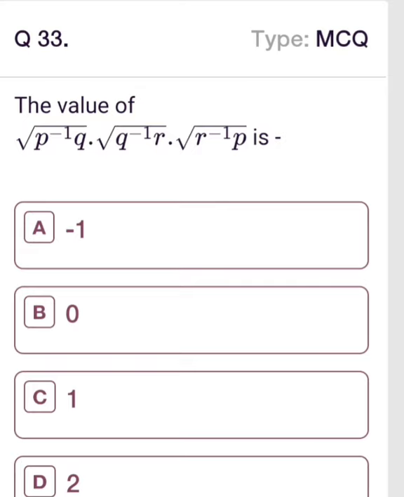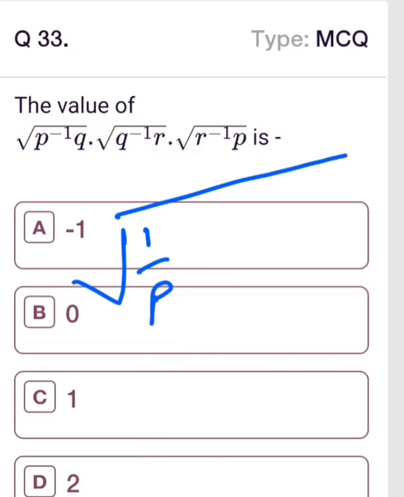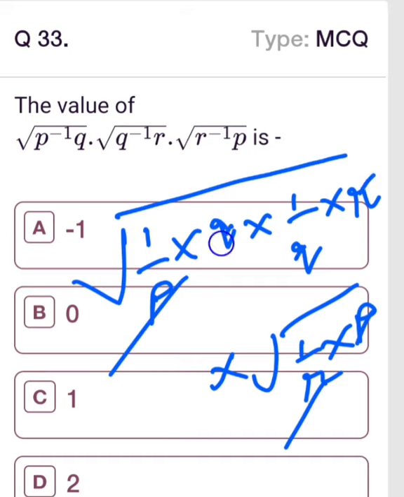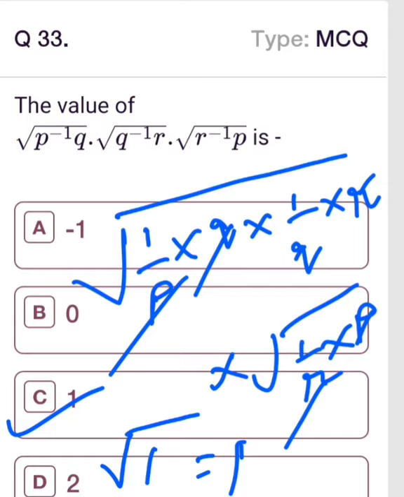These are all in the square root, no? So I am taking the whole common square root. This is p power minus 1. Can I write this as 1 upon p into q, then q power minus 1 as 1 upon q into r, and 1 upon r into p? Okay, this p cuts with this p, this r cuts with this r, this q cuts with q. Root of 1 is what? 1. And 1 is where? C. C is your answer.